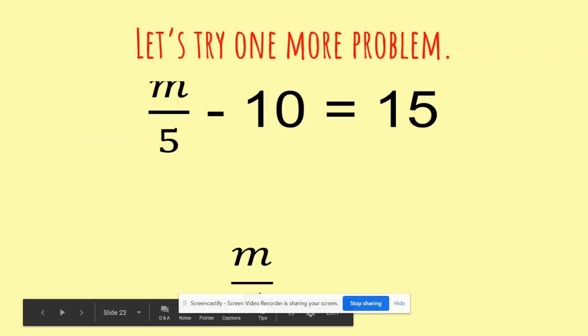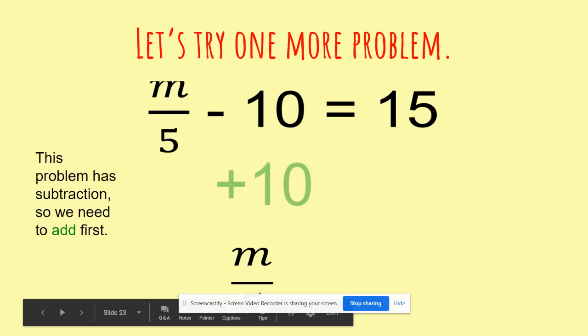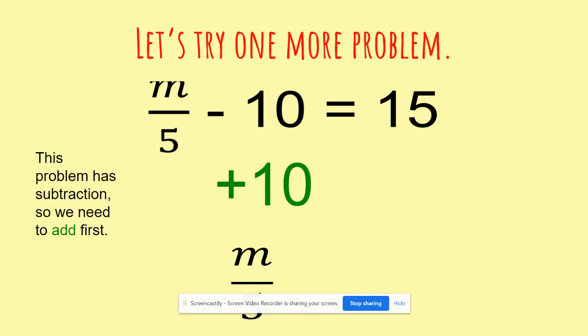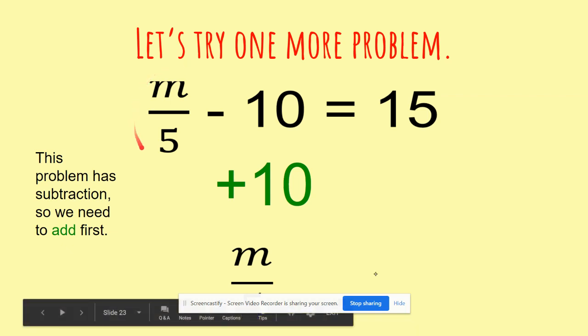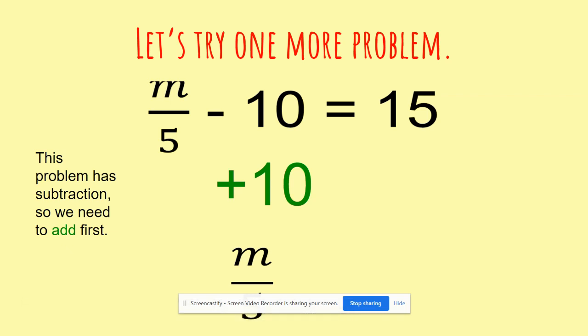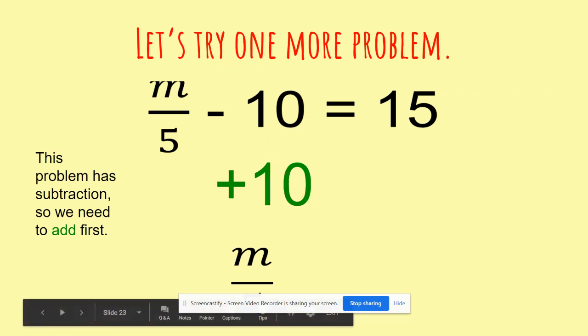All right, let's try one more, and it's kind of a different kind. This one has division. I apologize, things are getting kind of cut off down here. But let's look at this original one. m divided by 5 minus 10 equals 15. Okay, so I see that there's this minus 10 happening here, and I need to undo that.